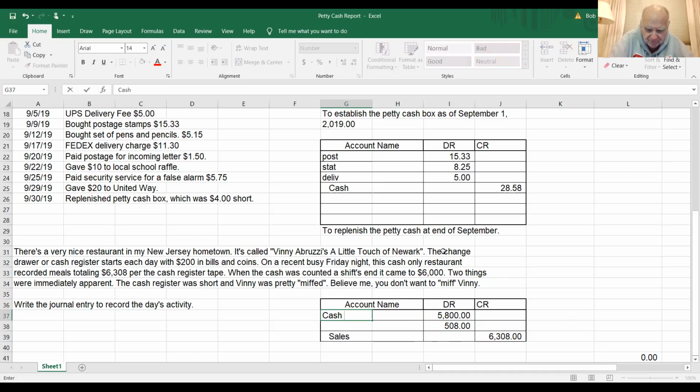Cash. Then you got the over short. Okay. The cash register was short, and Vinny was pretty miffed. And you want to miff Vinny, believe me. So that's a simple look at recording the cash over short.